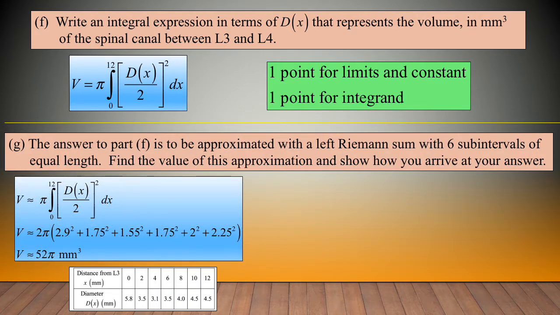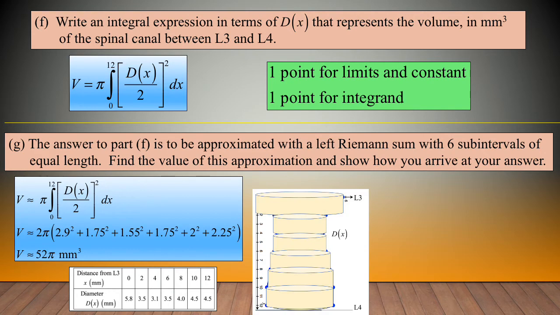The answer to part F is to be approximated with a left Riemann sum with 6 intervals of equal length. Find the value of this approximation and show how you arrive at your answer. Even though the Riemann sum technique uses rectangles and we are interested in volume, the technique is still the same. We will now be adding up left Riemann cylinders.